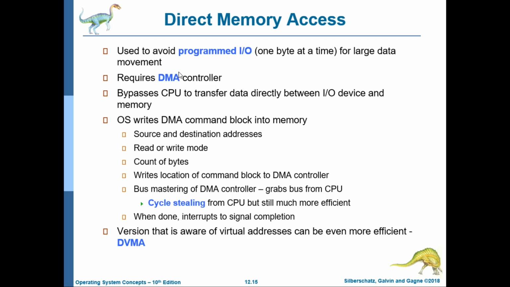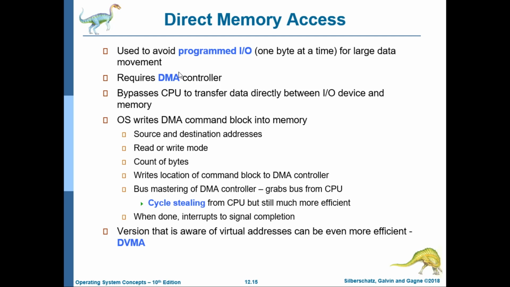So we have this term cycle stealing from the CPU, but it is still much more efficient. What do we mean by cycle stealing? Since it is DMA, that is why it is called direct memory access. Instead of the CPU being in the middle of the memory and the I/O device, the memory has direct access to the I/O device without CPU intervention.